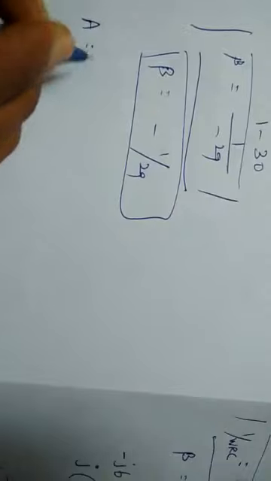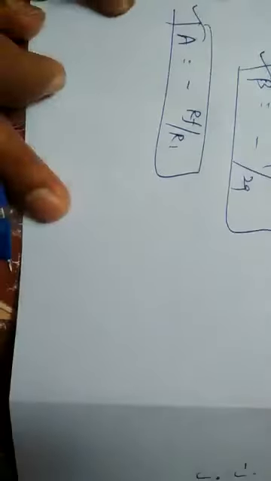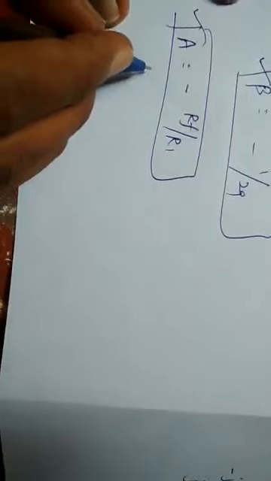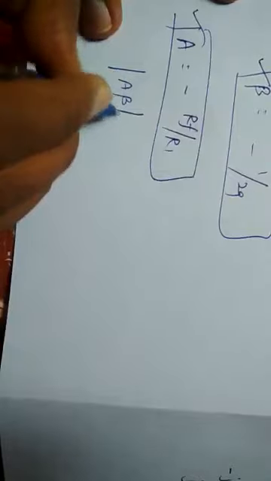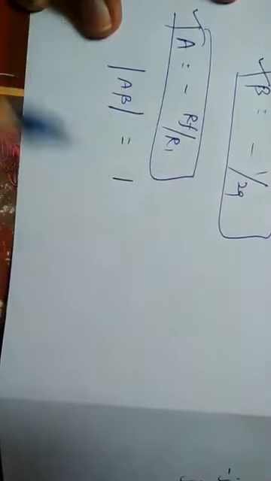From Roman letter 1, we have already solved, and we have the gain A equals minus RF by R1. So by considering these two, that is beta and A, we'll be able to solve the other Barkhausen criterion, that is modulus A into beta must be equal to 1.